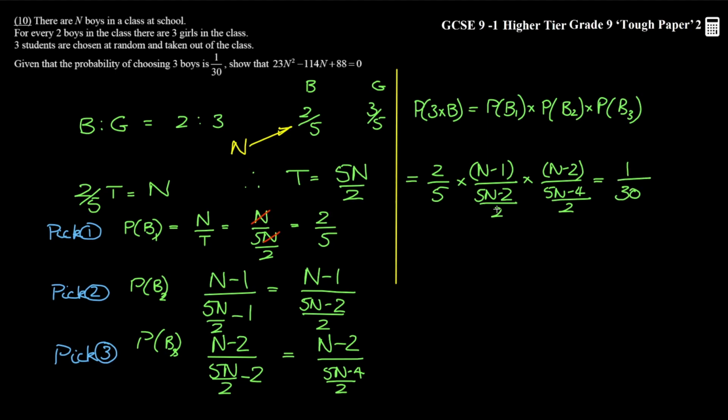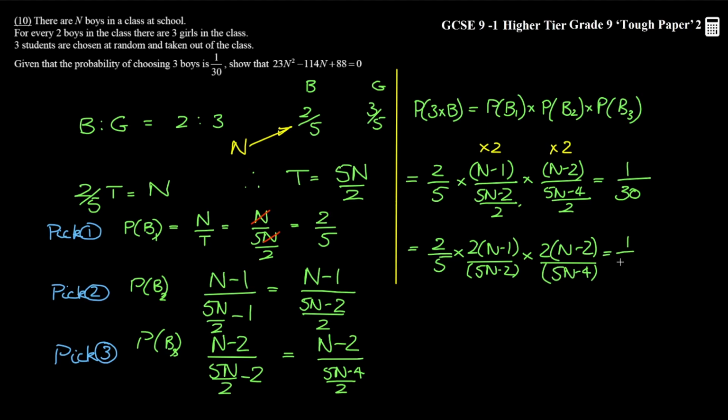Let's first of all lose this divide by 2 here. If I multiply top and bottom of this term by 2, I will move the 2 up. And if I do the same with that one, I will also make this 2 pop on the top. So this is equal to 2/5 multiplied by 2n minus 1 over 5n minus 2, multiplied by 2 lots of n minus 2 this time, divided by 5n minus 4. And this is equal to 1 over 30. And that should more properly be a therefore sign.